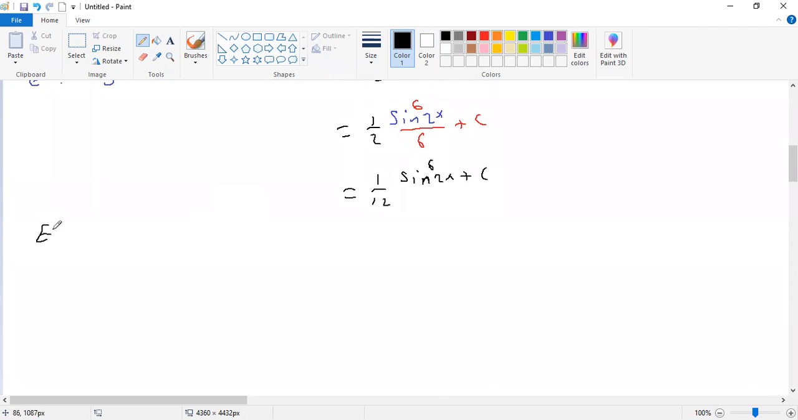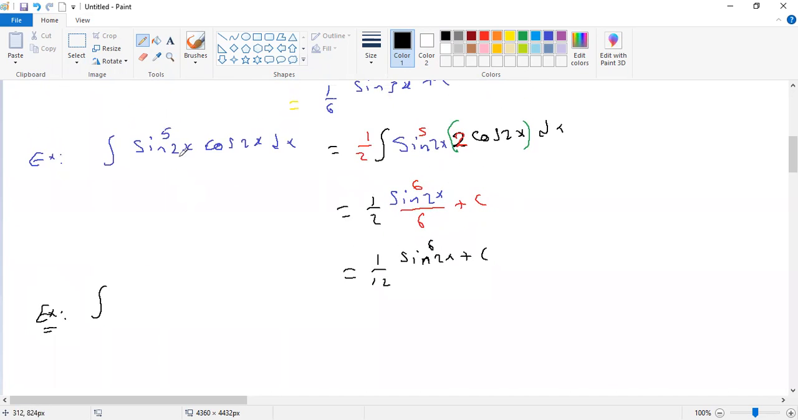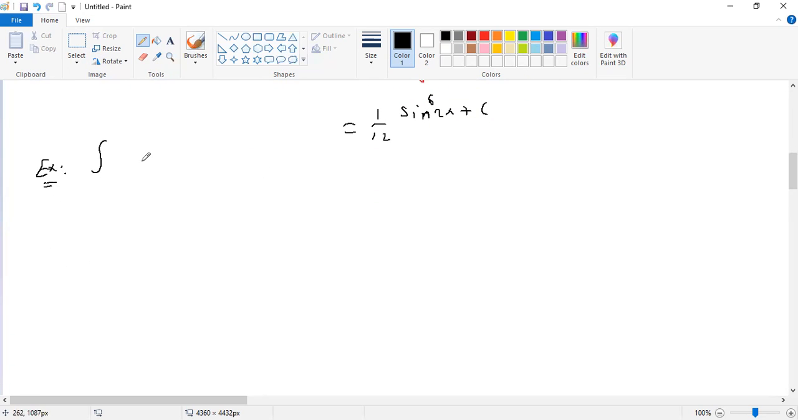Another example. In the previous example, I had sine power 5 of 2x cosine 2x. But see, students, if I have only sine squared 2x dx, what is the integral of this one? We write it using the double angle formula. What is the double angle formula? Sine squared of theta is half of 1 minus cosine 2 theta.